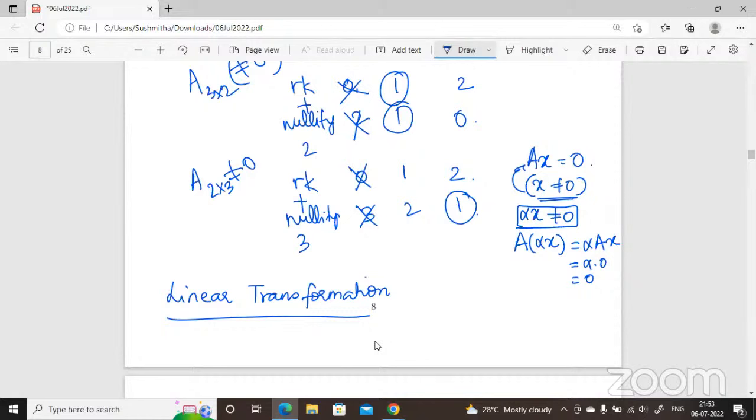How is that, madam? When x not equal to 0 is a solution, I have produced alpha x, which is also a solution, right? A times alpha x, and alpha can be any value. Okay, that's what it means. And the reason is that this is linear algebra, right? Everything goes from one point to another in a linear way. There is a linear relationship. That is why we can put alpha anywhere, right?